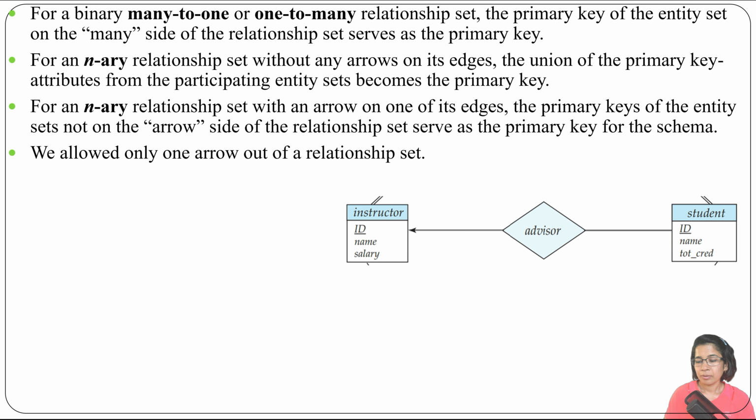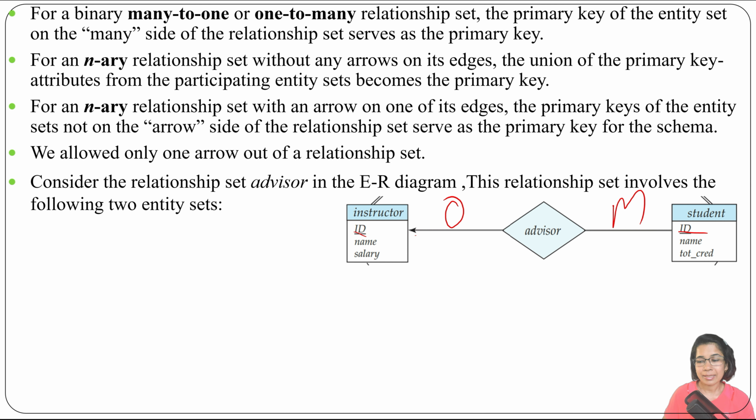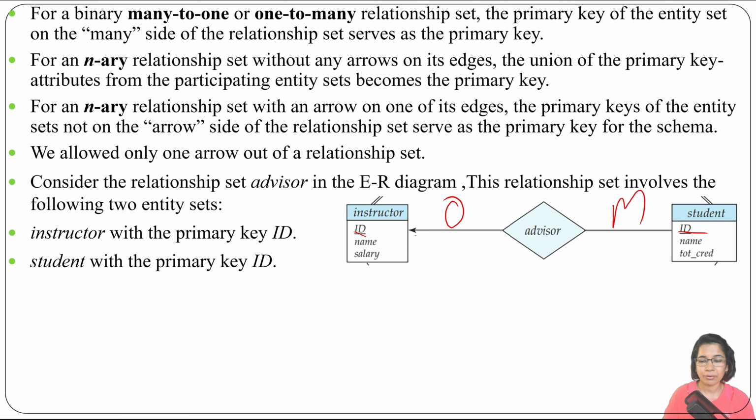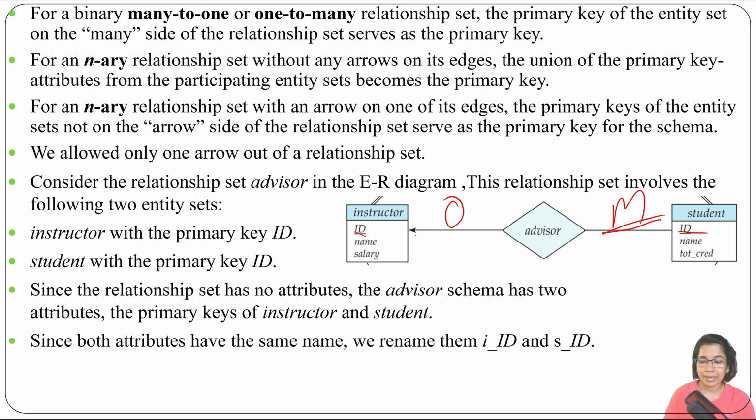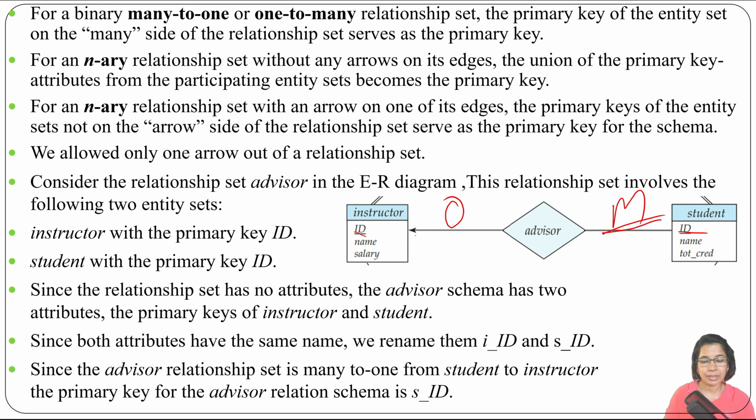Let's see the example. For the advisor relationship, student and instructor are the entity sets, and this is a many to one relationship. In case of one, there is an arrow mark. Now for the advisor relation schema, we can use both keys, like ID and ID. As both names are the same, we can write SID and IID. SID for student ID and IID for instructor ID. And what will be the key for it? The key will be the student ID. This is the many side. Always the many side primary key becomes the primary key. So SID will be the primary key for the advisor relational schema.